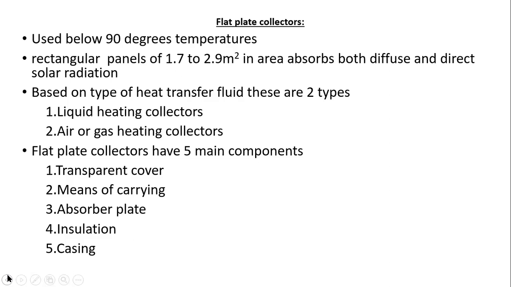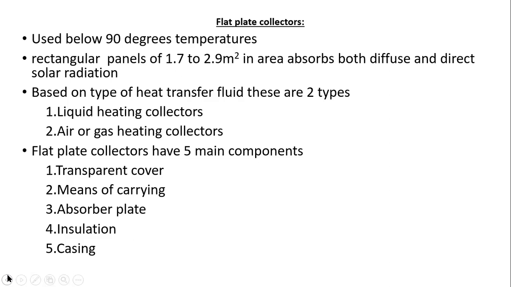Next, the second type is air or gas heating collectors. These are employed as solar air heaters. If we want to heat a room, we use solar air heaters, so in this case we use air as the medium. The principal difference between these two types is in the design of the passages for the transfer of fluid. They differ in the design of the fluid passages.